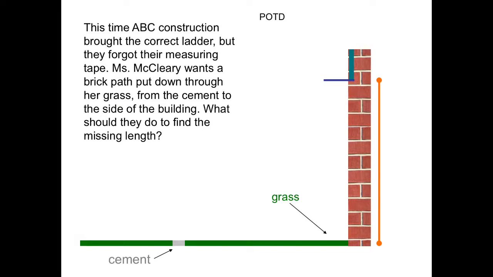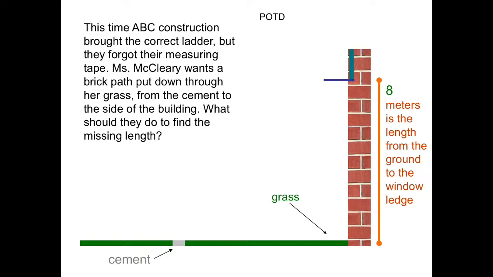And now to today's problem. So in today's problem, we're once again going to be looking at Pythagorean Theorem, but this time, ABC Construction brought the correct ladder, but they forgot their measuring tape. Miss McCleary wants to put a brick path down through her grass, from the cement to the side of the building. What should they do to find the missing length?